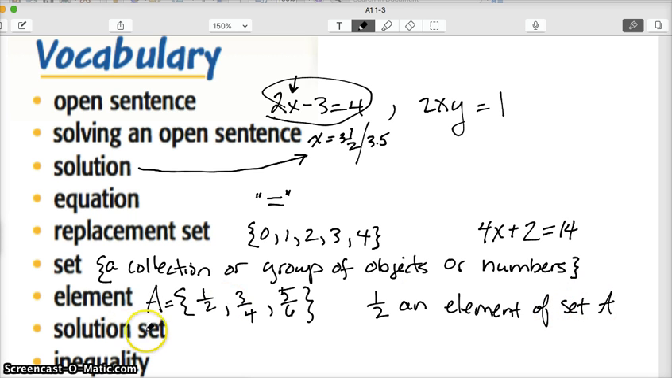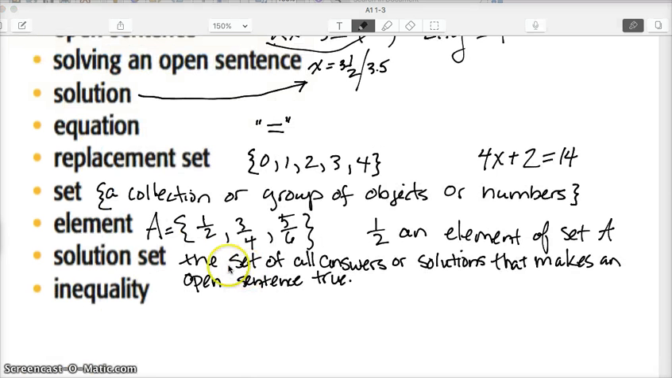And next we have a solution set. A solution set would be the set of all answers that work in a given open sentence. So the set of all answers or solutions that makes an open sentence true or correct is considered the solution set.